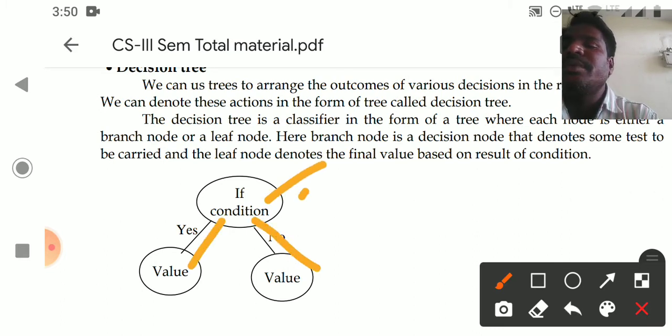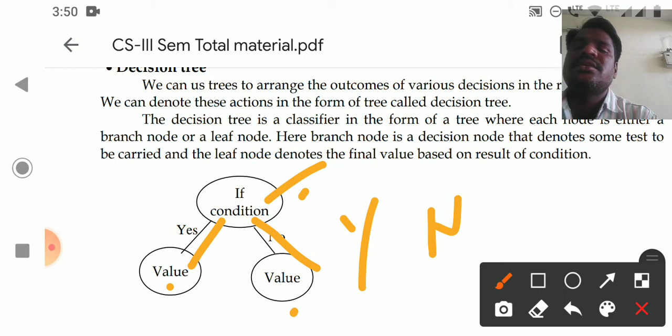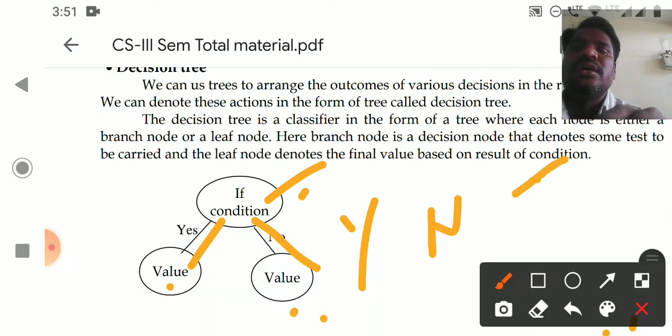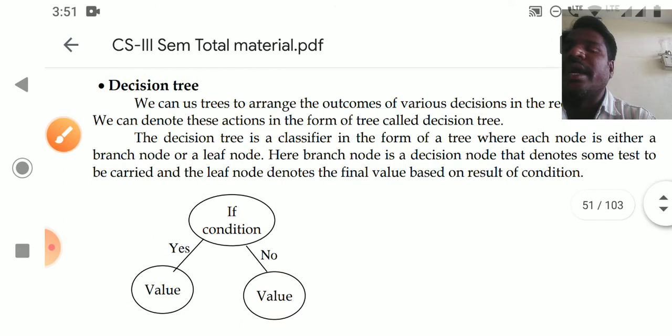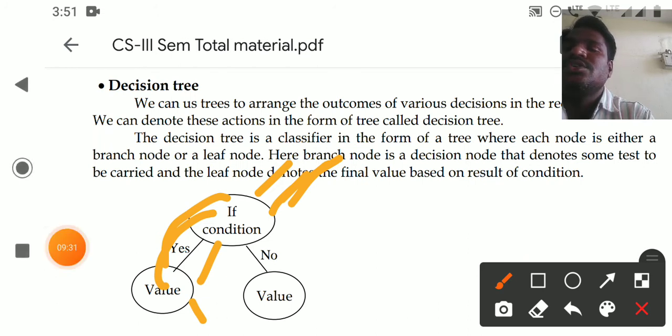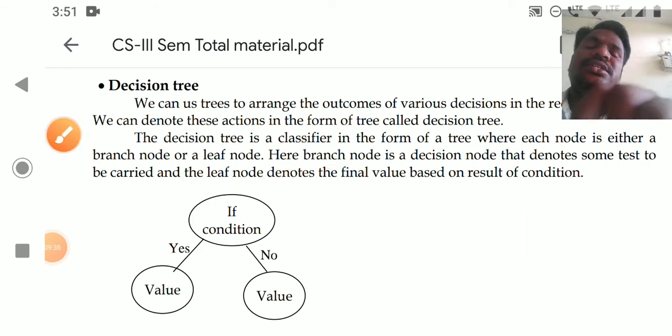So based on the condition, yes or no. Whenever there is a yes or no, there are only two choices, either yes or no. That is a binary tree. The decision tree is a classifier in the form of a tree where each node is either a branch node or a leaf node. A branch node is a decision node, which means it contains some test to be carried out. The leaf node is the final value based on this condition. This is called a decision tree. So these are the applications of the binary tree.